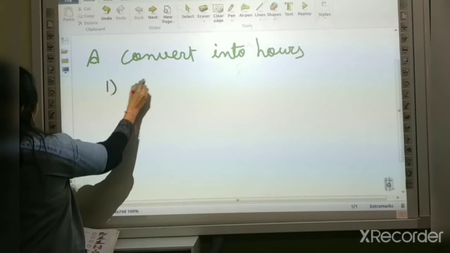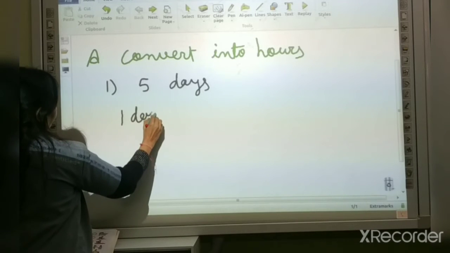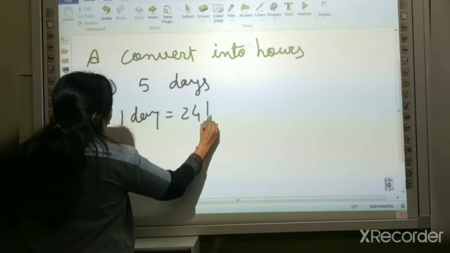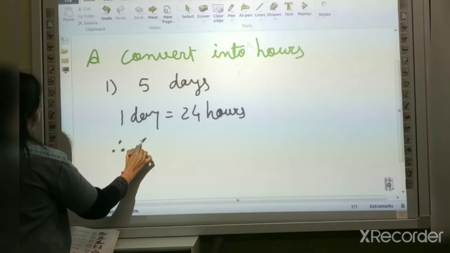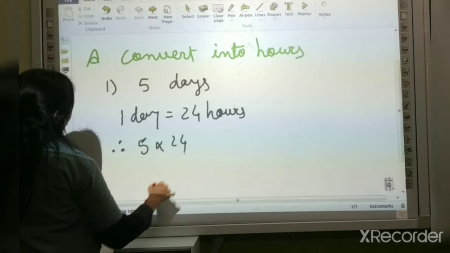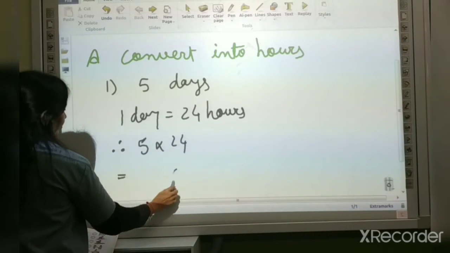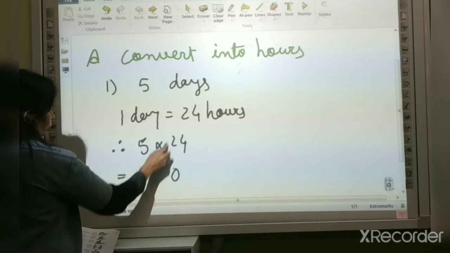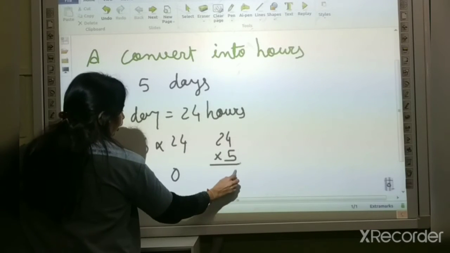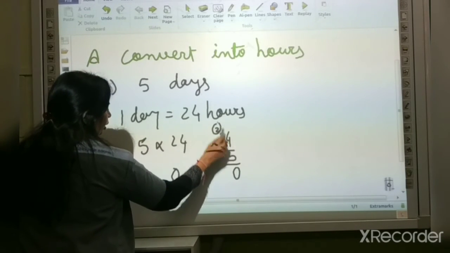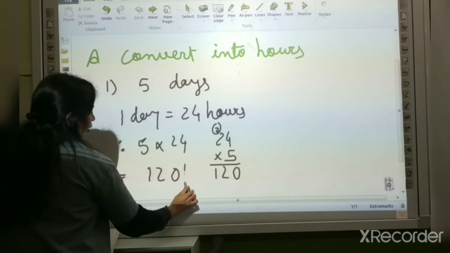Here we give you 5 days. So 1 day is equal to 24 hours. So 5 into 24. So you do multiplication. 5 fours are 20, carry over 2, right? 5 twos are 10 plus 2, 12. So the answer is 120 hours.